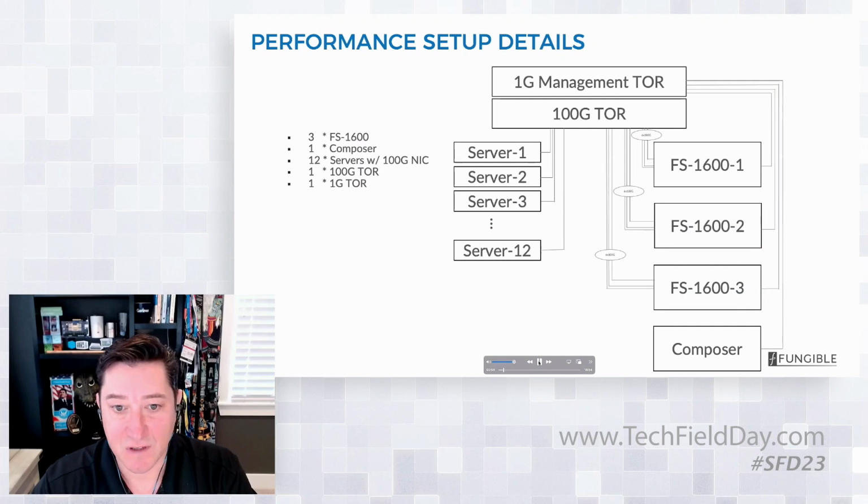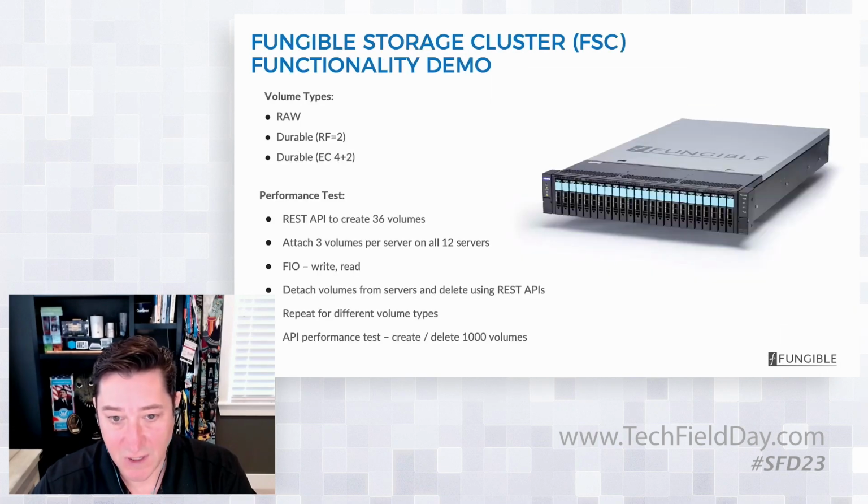For purposes of our demo, what we have here is essentially a 3-node Fungible storage cluster, a composer, which is our out-of-band management, or the control plane. We have a 100 gig top of rack switch, a management network, and 12 physical servers with Linux running on them that are running the native NVMe-over-TCP driver. So there's no Fungible accelerator inside these systems. There's no acceleration from the card that we provide inside the hosts.